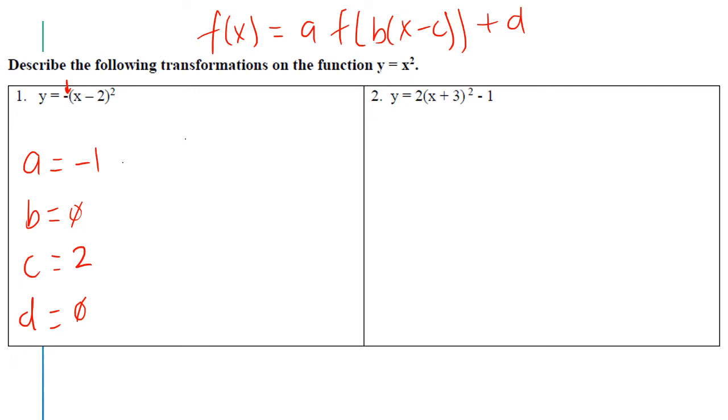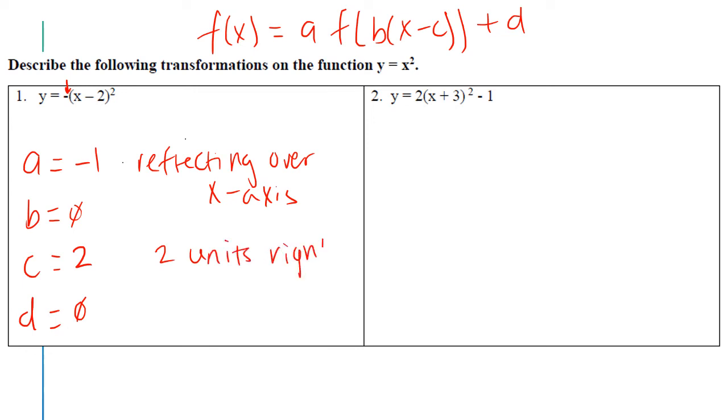So looking at your chart in your notes, what is the A telling you here? Well, my A is telling me that since it's -1, it's reflecting over the x-axis. Okay, what does my C tell me? Well, my C is telling me that it went 2 units to the right. And yeah, that's all you're doing. So you're identifying the transformation variable and saying what it means.